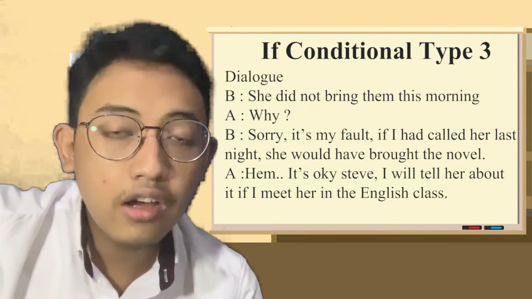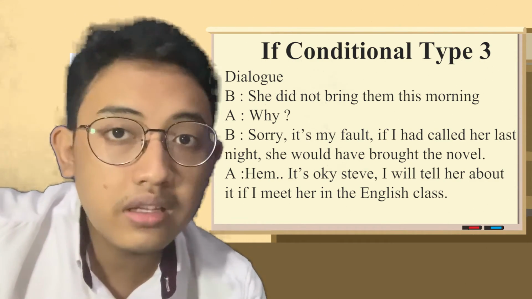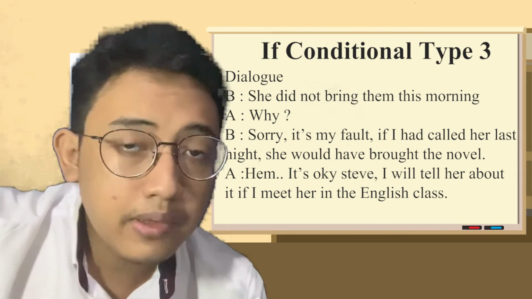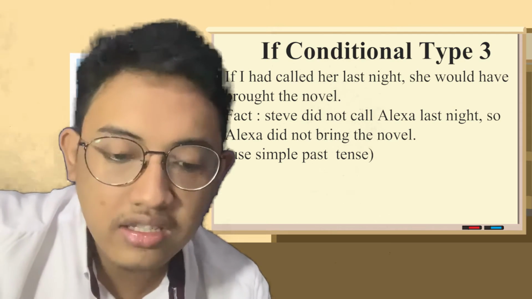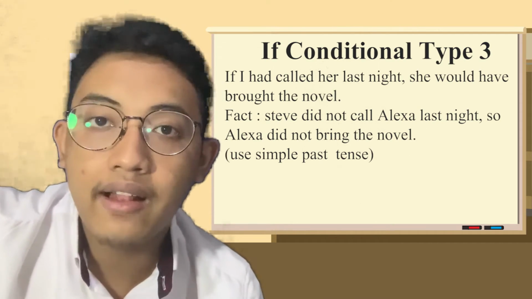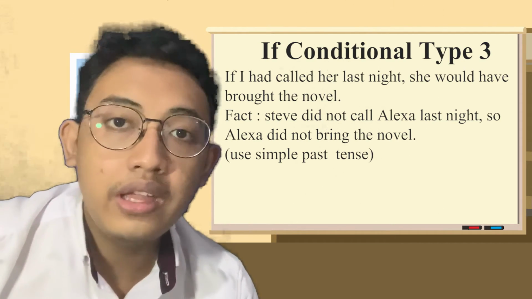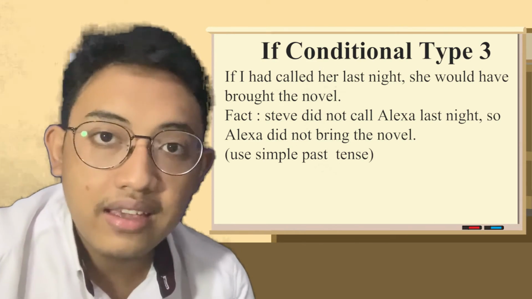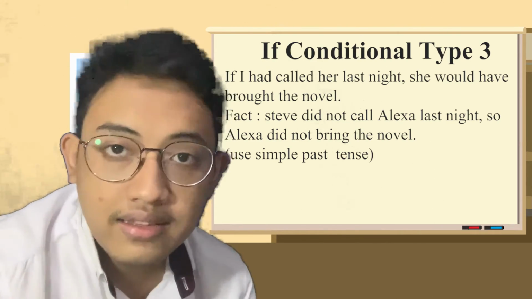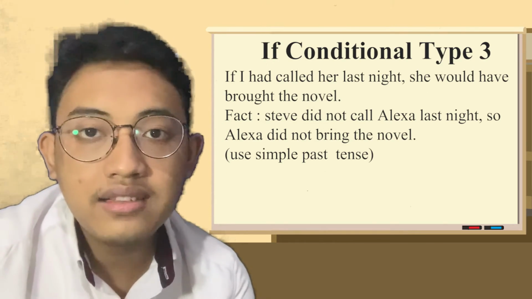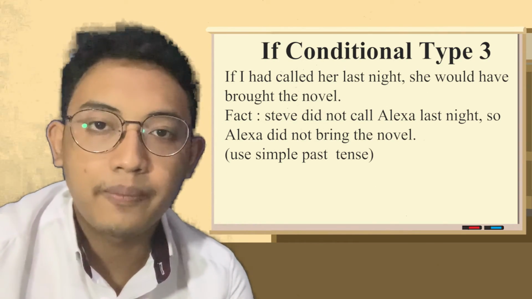So from the dialogue, we can find the if conditional type 3. The if conditional type 3 from the dialogue is: if I had called her last night, she would have brought the novel. And from the sentence, we know the fact. The fact is, Steve didn't call Alexa last night, so Alexa didn't bring the novel.